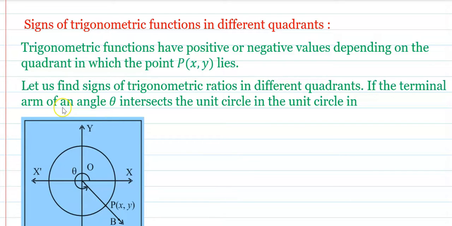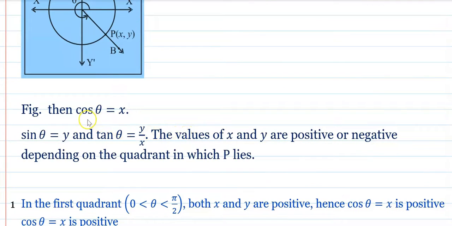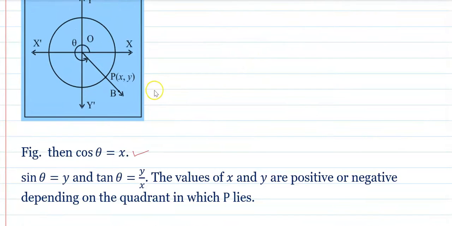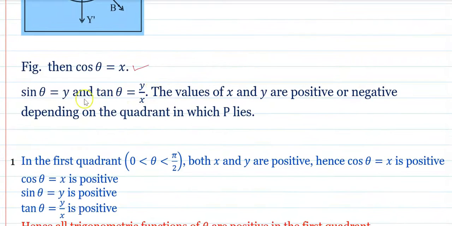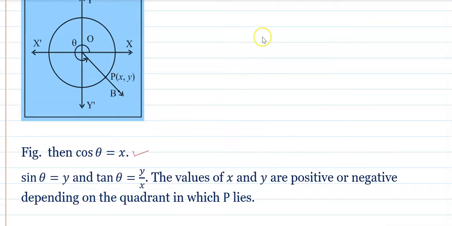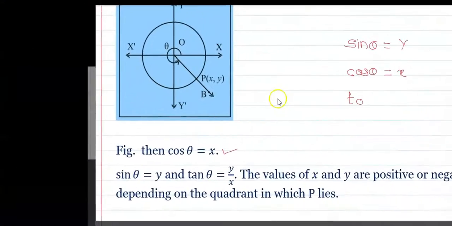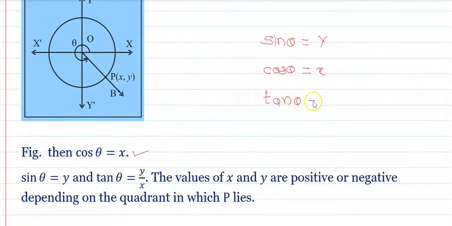If the terminal arm of an angle theta intersects the unit circle, then cos theta is equal to x. It means we are taking the radius of the circle as 1. Sin theta is equal to y. Tan theta is equal to y upon x. Now I will write here: sin theta is equal to y, cos theta is equal to x, and what about tan theta? Tan theta is equal to y upon x.